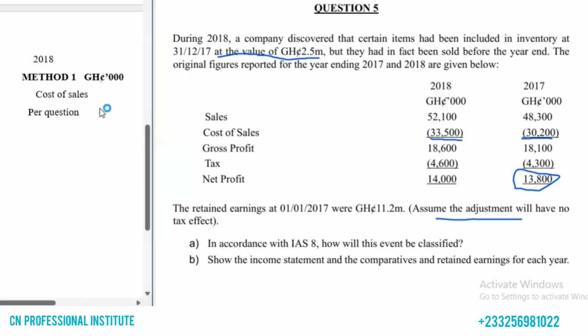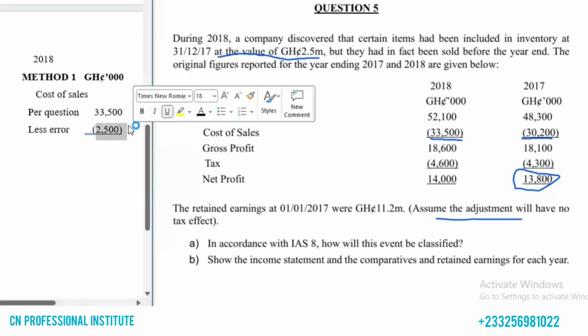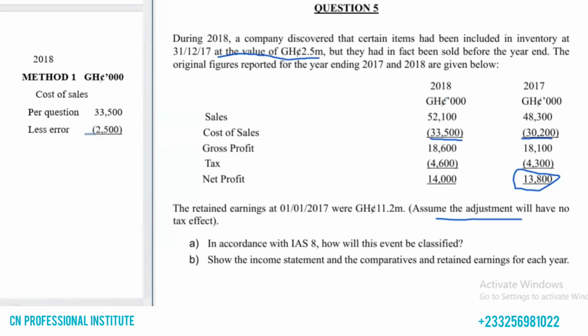So the 2018 cost of sales per question is 33,500. Then we will less the overstatement of opening inventory. So we less the error, and the error is 2,500,000. This will give us the adjusted cost of sales.